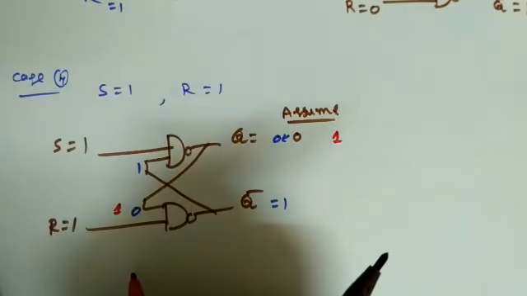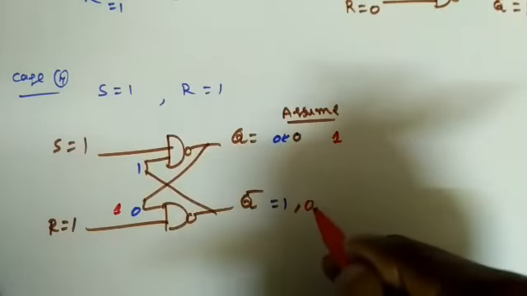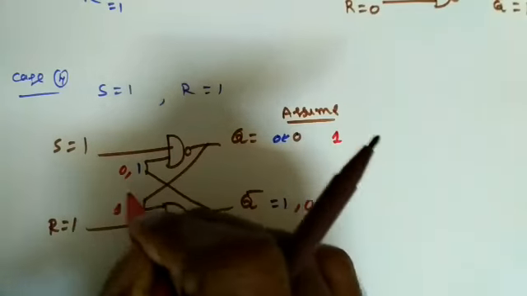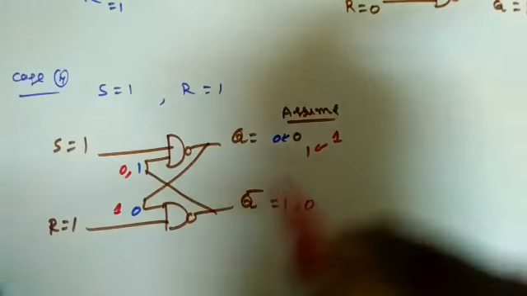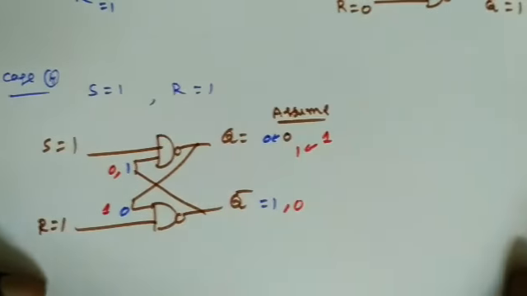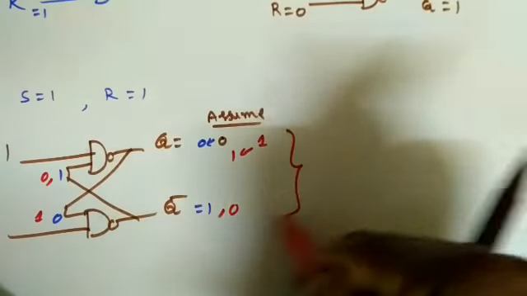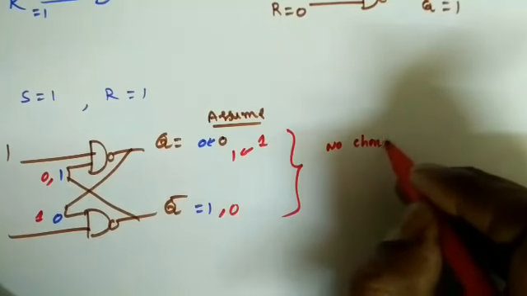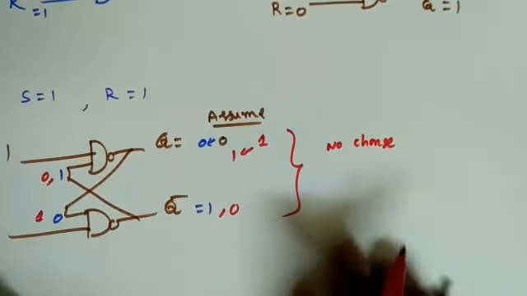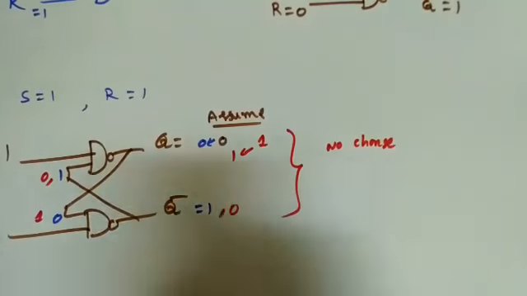So 1 into 1, 1. 1 bar means I will get 0. So 0 is coming here. 0 into anything 0. So 0 bar means I will get 1. So whatever we are assuming, we are getting same. So how can I comment on this one? So it is a no change in the state. So whatever the previous state, we are getting the same state as a next state also, right?